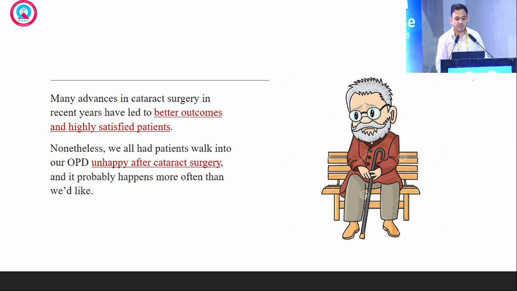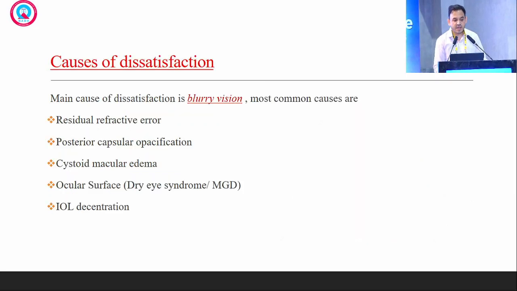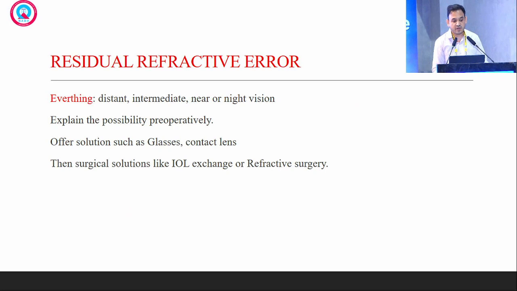But still we had patients walking in our OPD after the cataract surgery unhappy. And the cause of the dissatisfaction is mainly the blurry vision. There are various reasons that may cause the blurry vision. The most important one is the residual refractive error. Everything, distant, intermediate, near, night vision can cause decreased vision in the postoperative period.